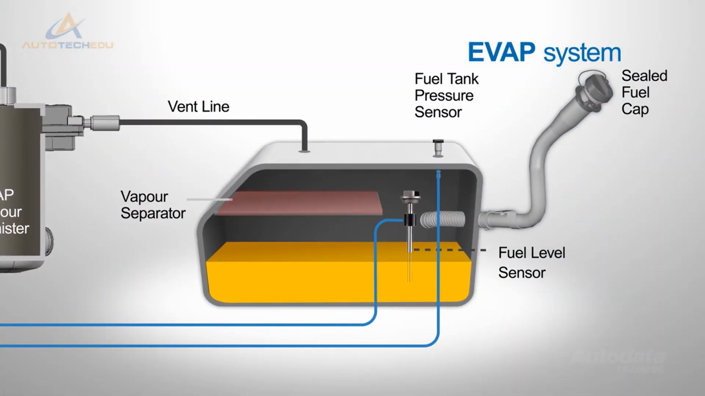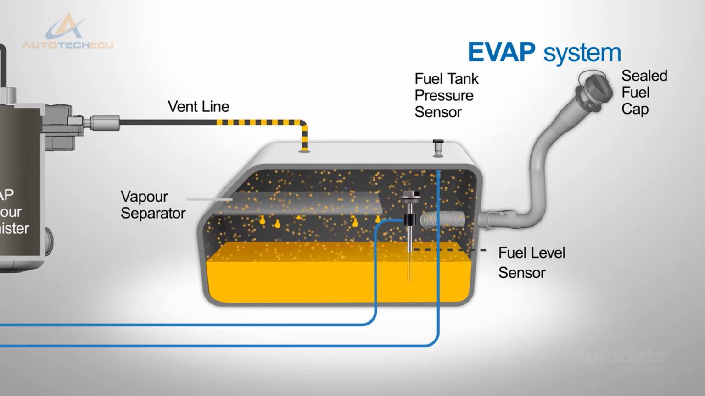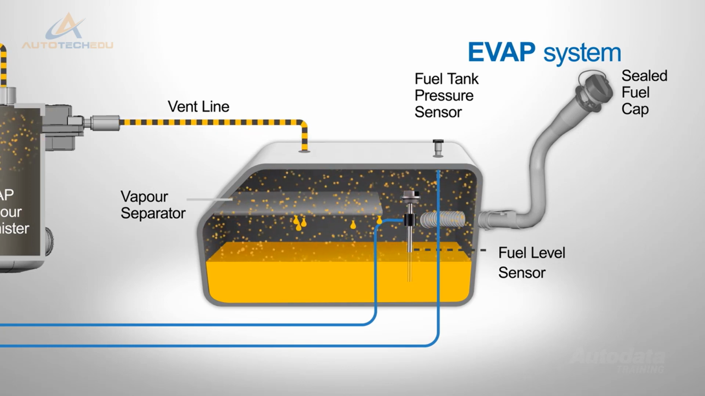Fuel vapours inside the fuel tank are vented at the top of the fuel tank through a vapour separator. This device collects any droplets of fuel and returns them to the tank. Only vapour moves through the separator to the canister.